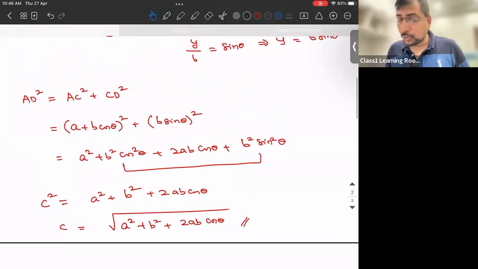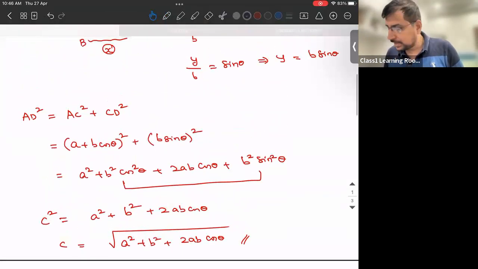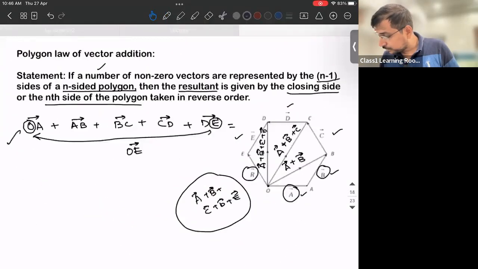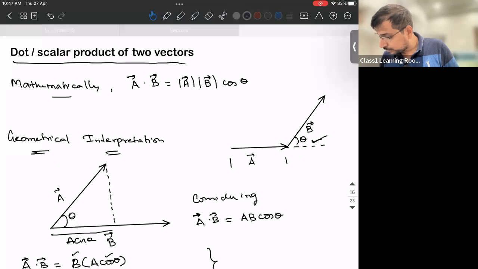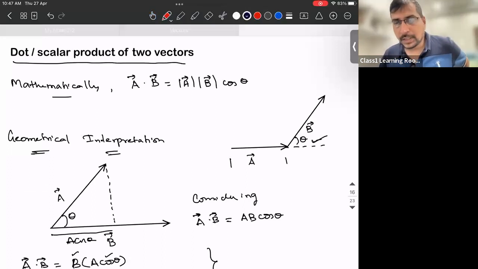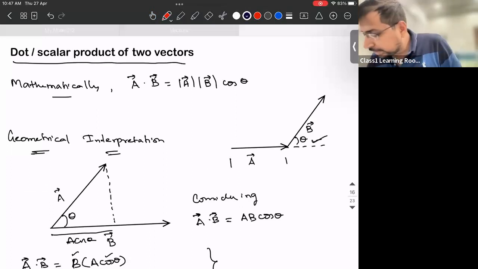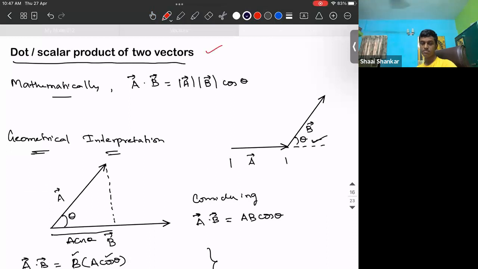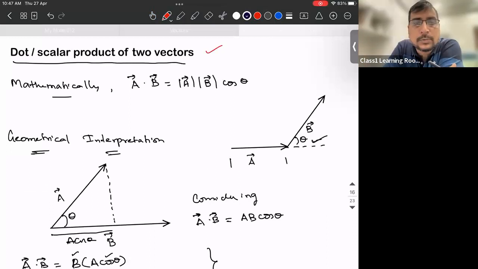So, this is all about the parallelogram law of vectors. The next set of concepts that we need to discuss is about the dot product of vectors. Now we'll go to the product of vectors. When I talk about the product of vectors, there are two products. One is the dot product, which is also known as scalar product. Then you have the cross product. Dot or scalar product of two vectors is what we are going to discuss now.